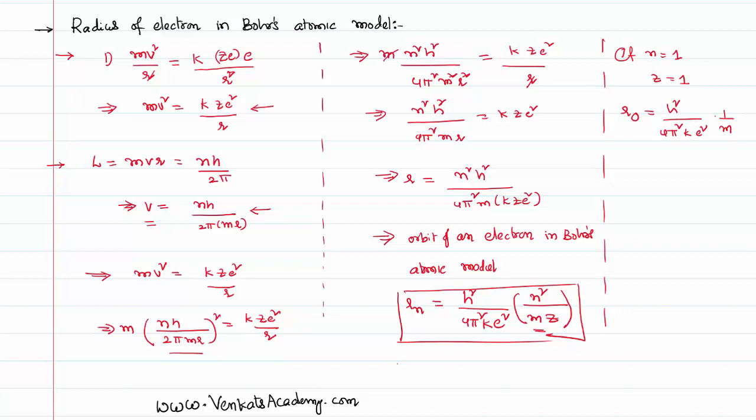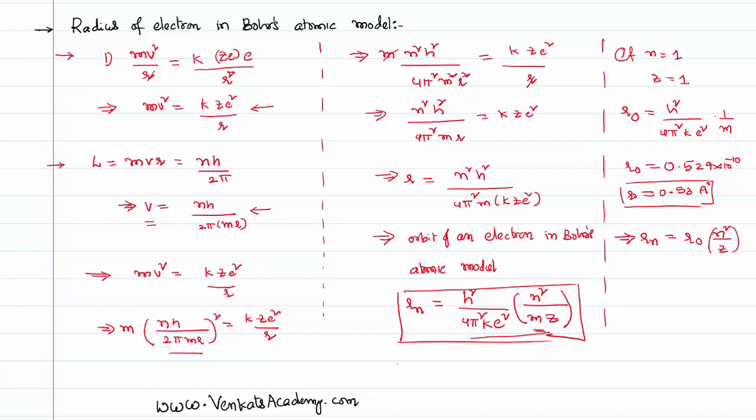If you substitute the appropriate values for each one, you get R0, which is called the basic orbit or ground level orbit, as 0.529 into 10 power minus 10 meter, or approximately 0.53 angstrom. That's the radius of an electron in the ground state in a hydrogen atom. By substituting these values, all this is nothing but R0, multiplied by n square by Z.